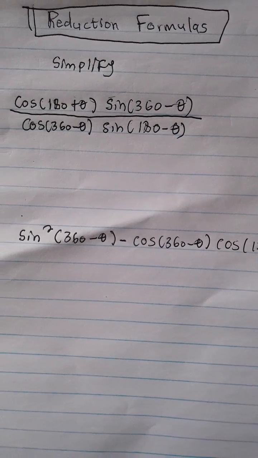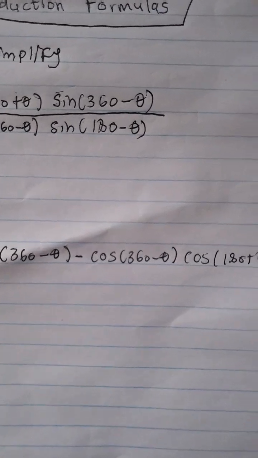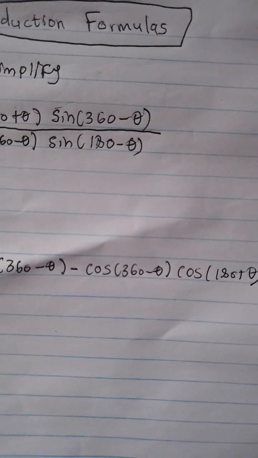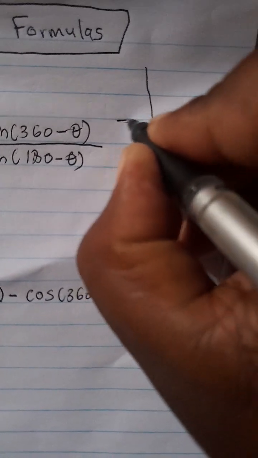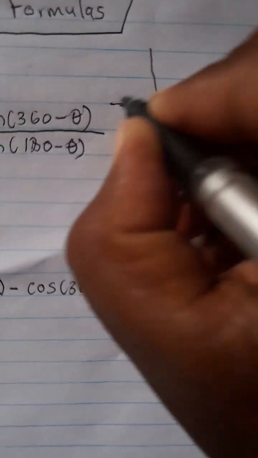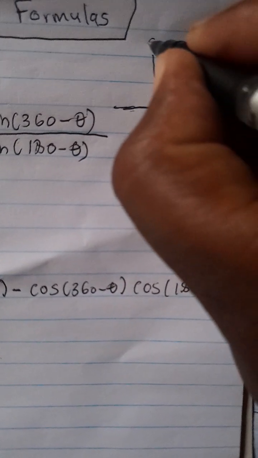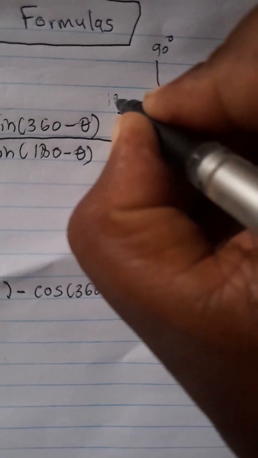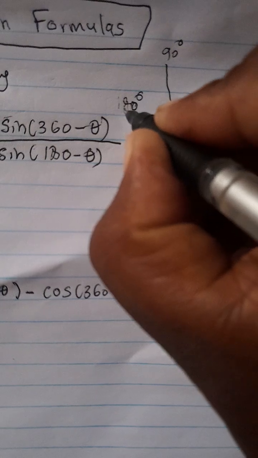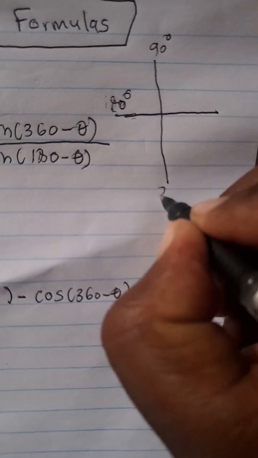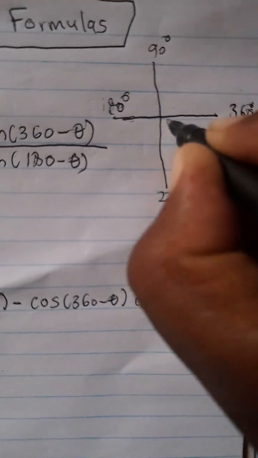In this video, we are going to look at reduction formulas. I want to tip you with something: you must know your CAST diagram. Remember, the CAST diagram is divided into four quadrants: quadrant 1, quadrant 2, quadrant 3, quadrant 4. It's 90 degrees here, 180 degrees here, that's 270, that's 360, then 0 degrees.